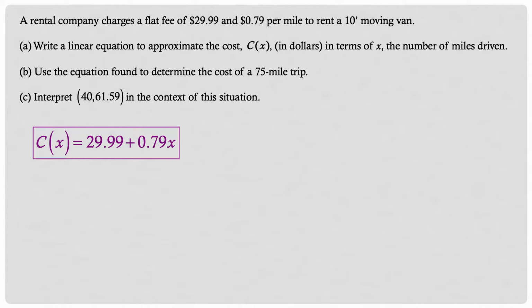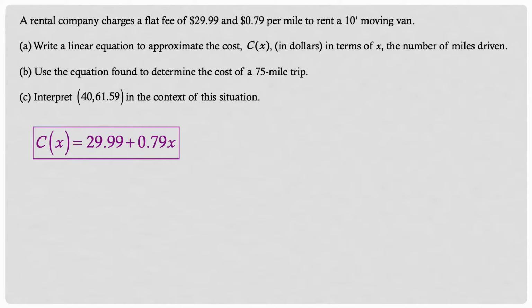So the first problem is to write a linear equation that's going to approximate this cost. So our cost is given in function notation, so our linear equation should also be given in function notation. C of x, so cost with respect to the number of miles driven, which is x, is 29.99 plus 0.79 times x, since it's 79 cents per mile driven.